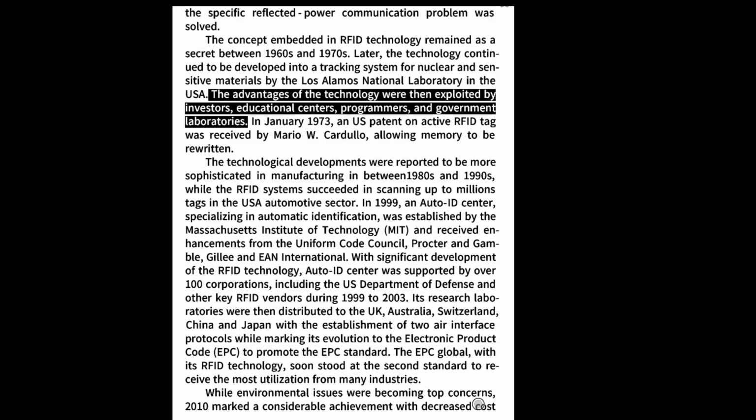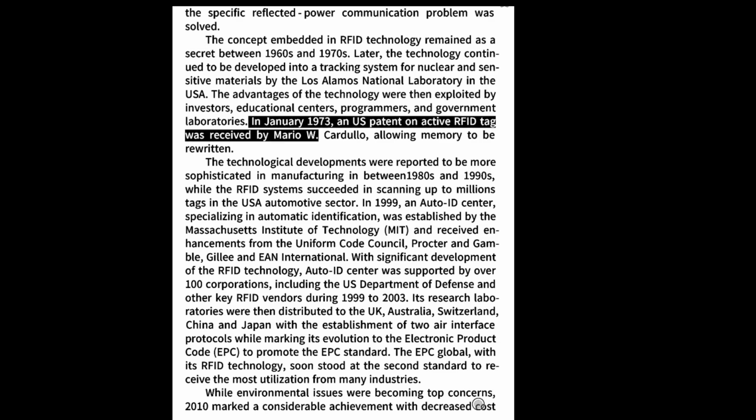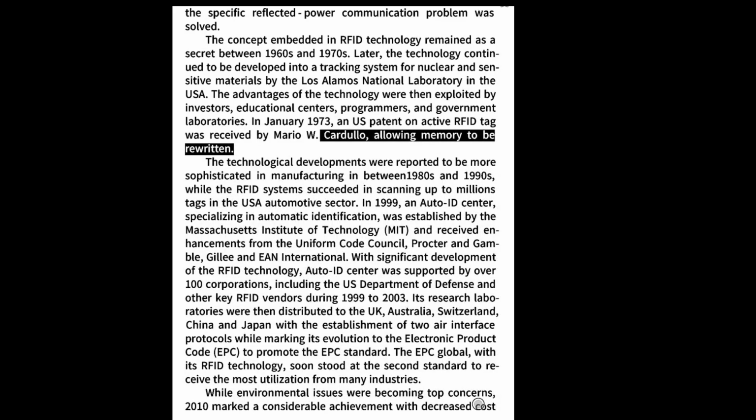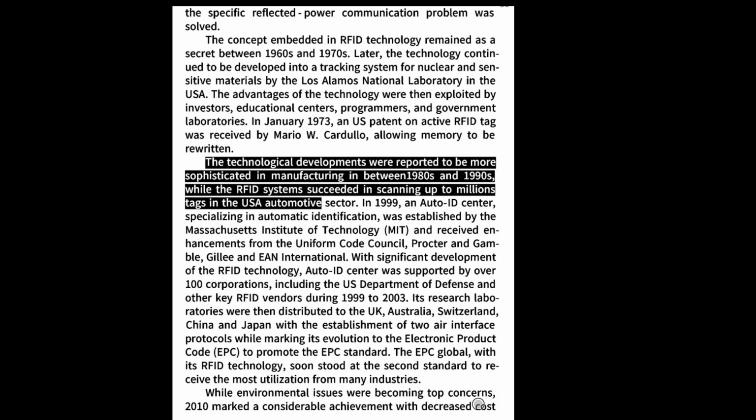The advantages of the technology were then exploited by investors, educational centers, programmers, and government laboratories. In January 1973, a U.S. patent on active RFID tag was received by Mario W. Cardullo, allowing memory to be rewritten. The technological developments were reported to be more sophisticated in manufacturing between the 1980s and 1990s, while the RFID system succeeded in scanning up to millions of tags in the USA automotive sector.